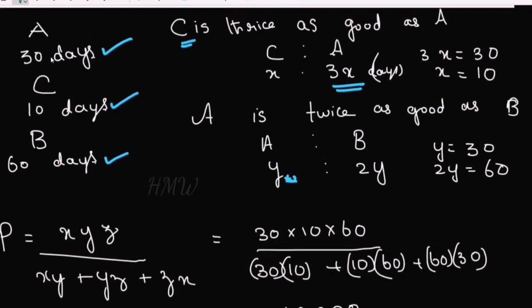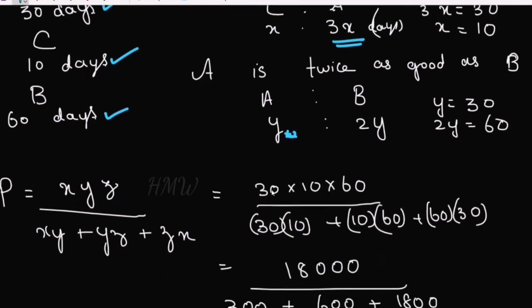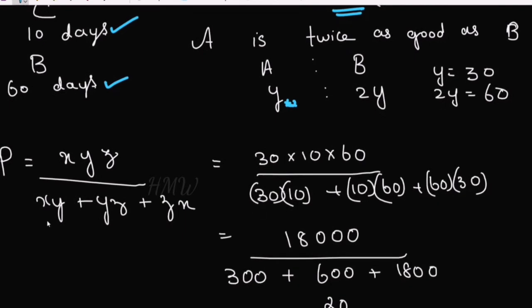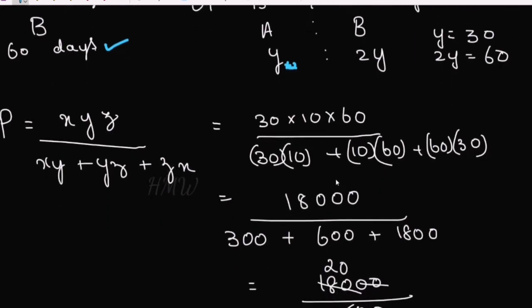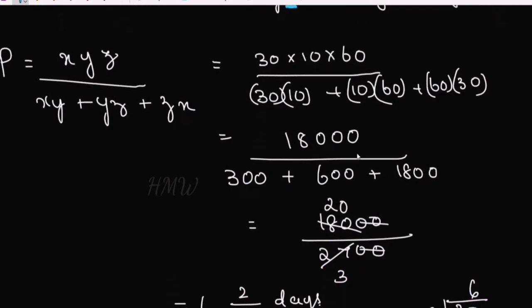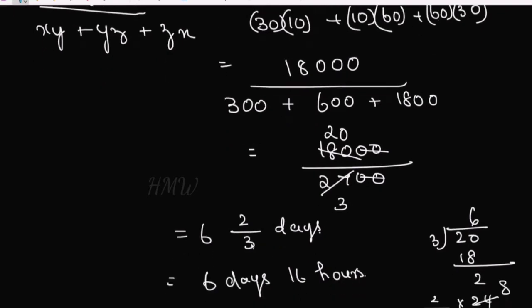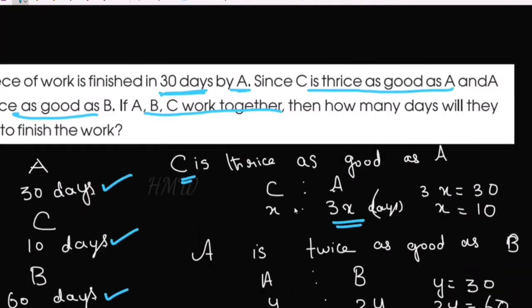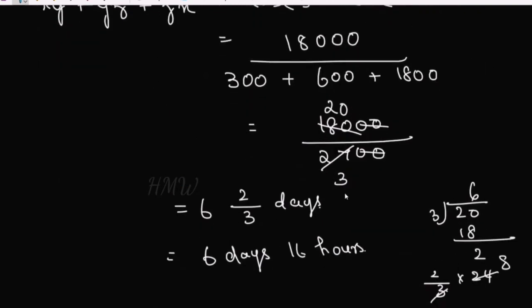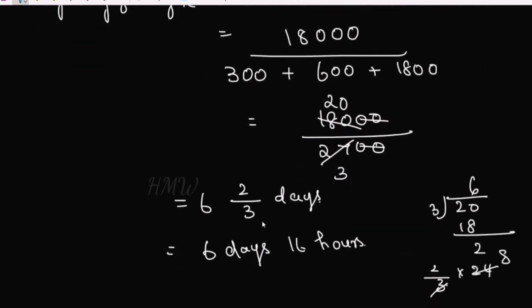So what is X? Number of days taken by A is 30, Y is 10, Z is 60, divided by 30 into 10, X into Y, plus Y into Z, 10 into 60, plus Z into X, 60 into 30. So you just multiply, you get 18,000 divided by 300 plus 600 plus 1,800. So that means you get 6 2 by 3 days. Given in days, 6 2 by 3, when you simplify this.